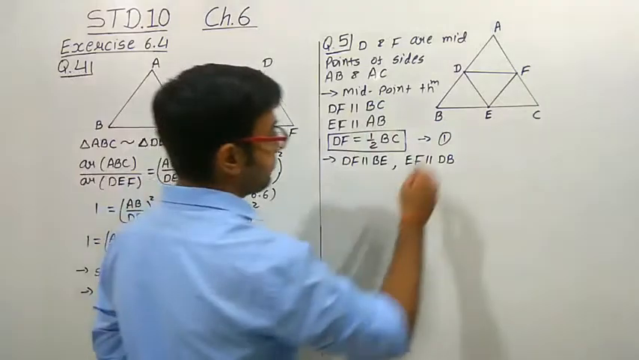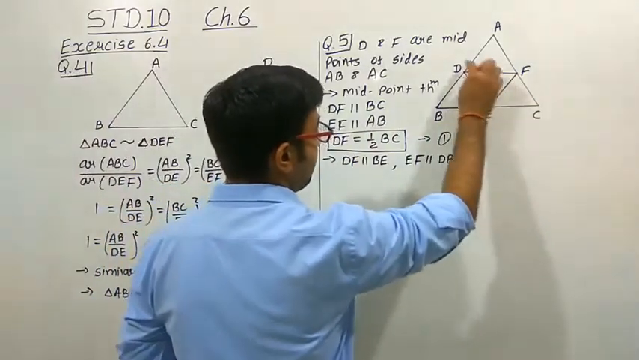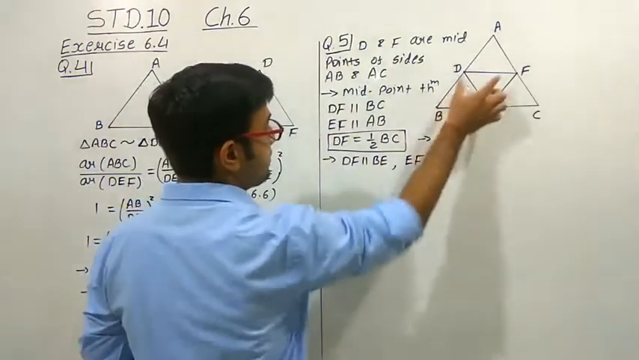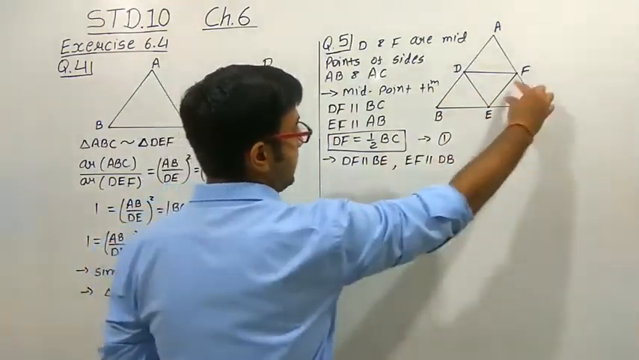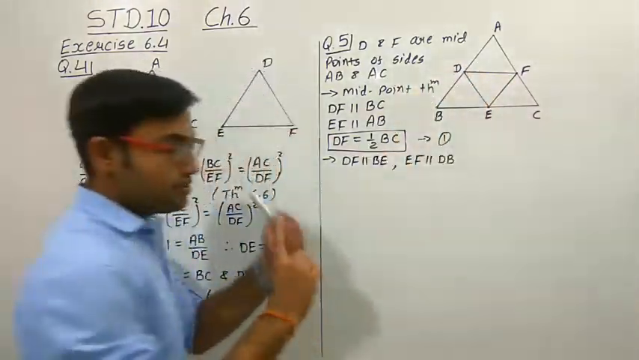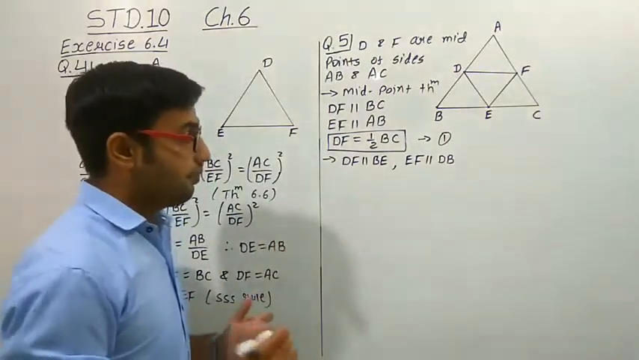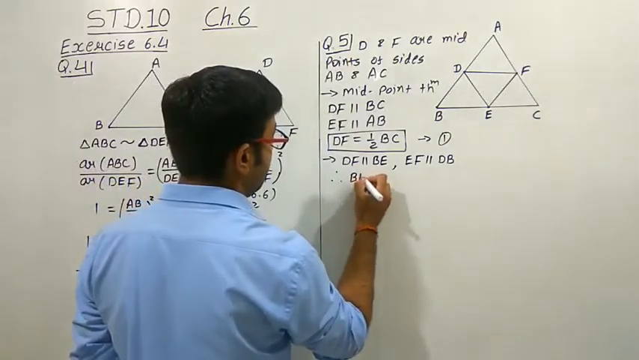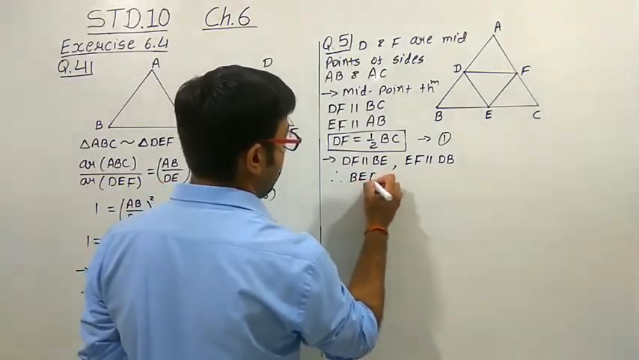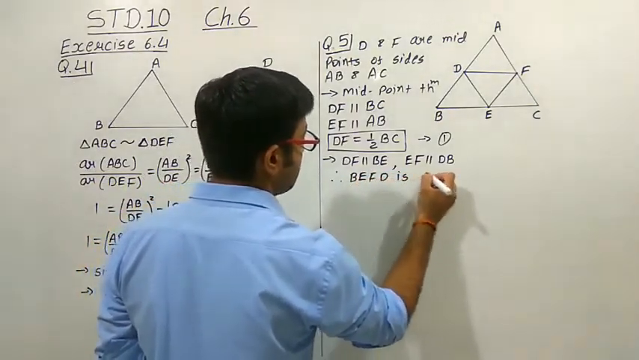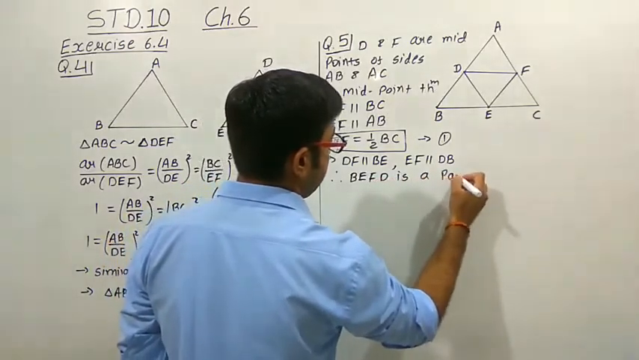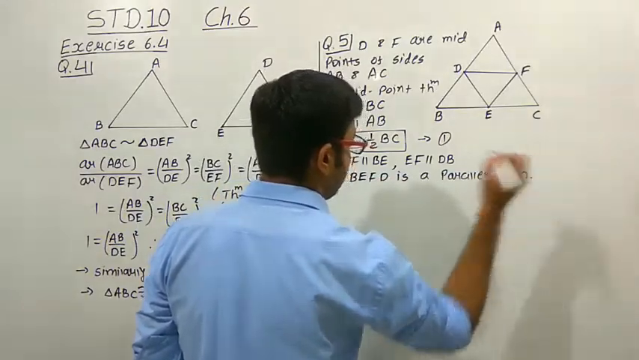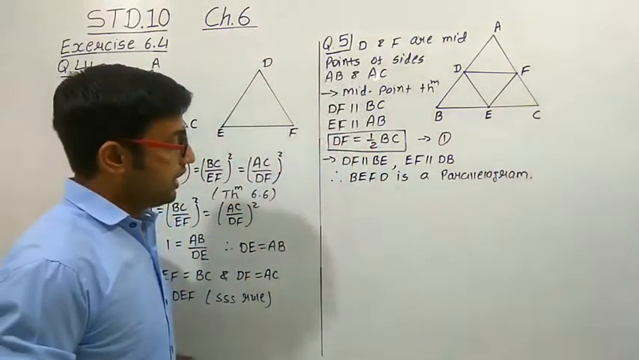Now notice BEFD. In this quadrilateral, DF is parallel to BE and EF is parallel to DB. That means both pairs of opposite sides are parallel to each other, and therefore we can write down that BEFD is a parallelogram. Right? This is the property of the parallelogram.